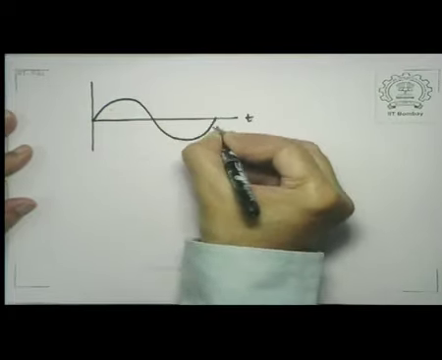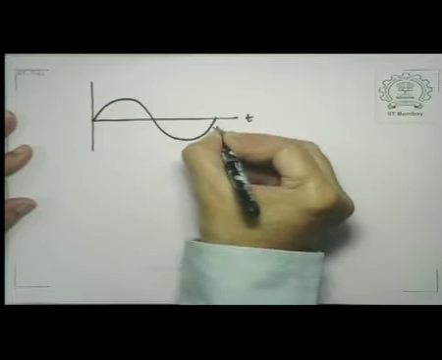This is V of t. And let me take this situation where the current leads the voltage by phi is equal to pi/4, which corresponds to a time lead by T/8. Now let's look at how the current behaves.